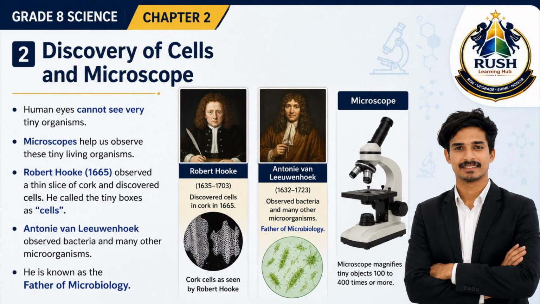Before the invention of microscopes, people were unaware of the existence of tiny living organisms. The microscope allowed scientists to observe objects that were too small to be seen with the naked eye. In 1665, Robert Hooke examined a thin slice of cork under a microscope. He observed small box-like structures and called them cells. This was the first recorded observation of cells.